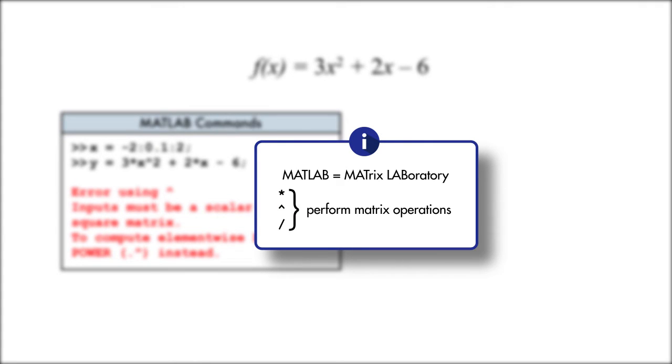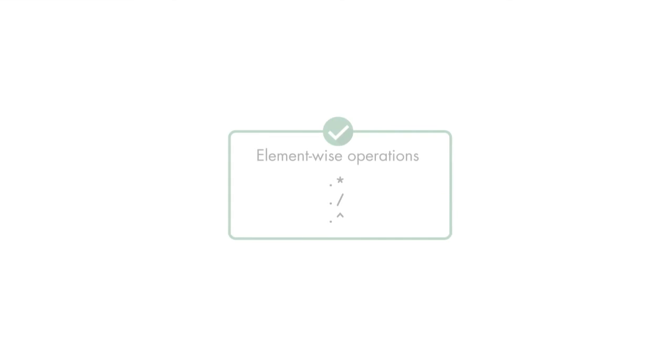MATLAB is designed to perform operations on matrices. In fact, MATLAB is short for Matrix Laboratory. The multiplication, power, and division operators are reserved to work with matrices, which is not what we want to do here. We need to square each element of x. No problem. With one small change, we can perform element-wise operations.